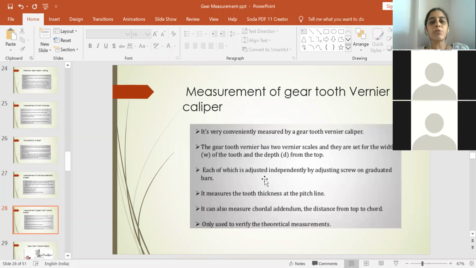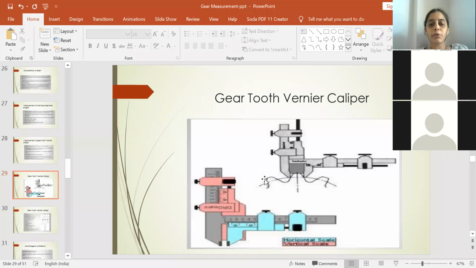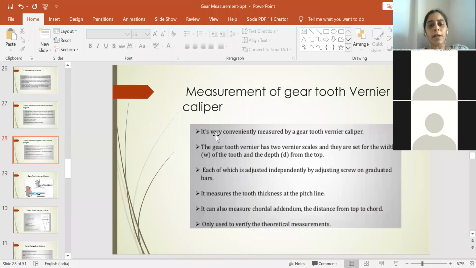The first one is measurement using the gear tooth vernier. You have performed this already, where you have a horizontal and a vertical vernier caliper to measure the thickness and the width of the tooth. This is a very commonly used and very convenient way of measuring the thickness of the tooth. A gear tooth vernier has 2 vernier scales and they are set for the width of the tooth and the depth from the top. So you can measure both the width of the tooth as well as the thickness of the tooth.